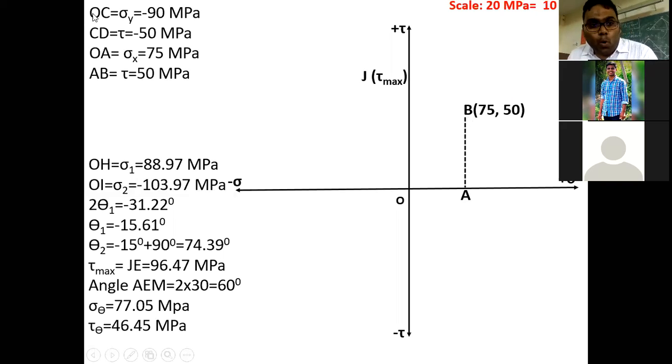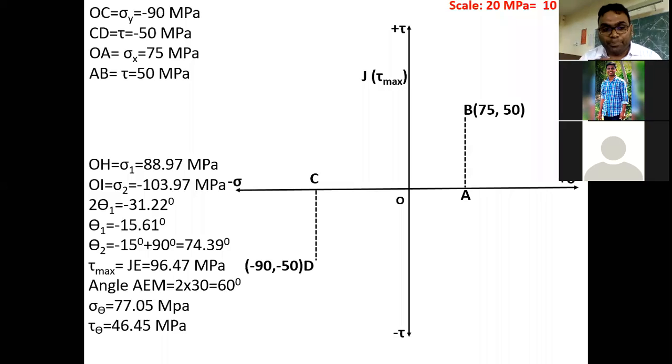Now you take O to C. C is minus 90 megapascal divided by 20. So it becomes 4.5. Where? Toward this direction, the negative side, because it is in minus sign. So toward this, 4.5. Okay, so C is at 4.5, and the value of tau is given as minus. It means go downward, downward by 2.5 centimeter. Okay.